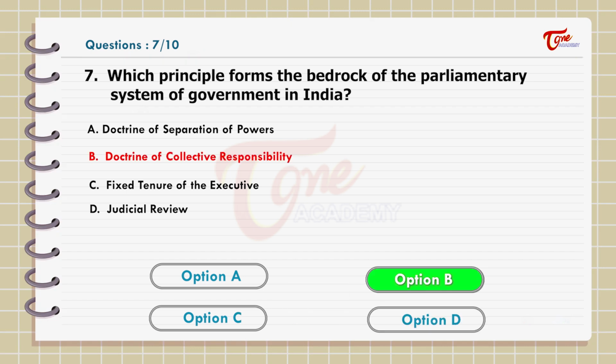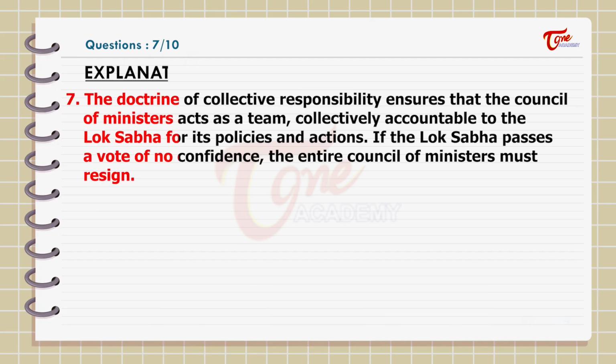Option B. Because the doctrine of collective responsibility ensures that the Council of Ministers act as a team collectively accountable to the Lok Sabha for its policies and actions. If the Lok Sabha passes a vote of no confidence, the entire Council of Ministers must resign.